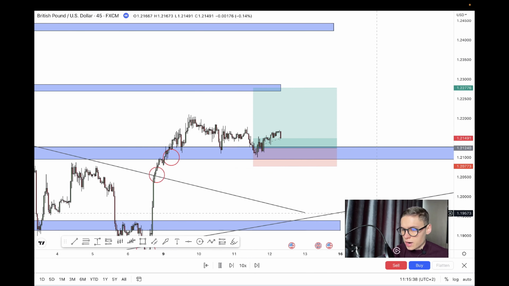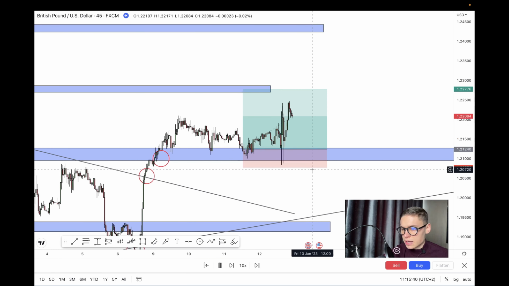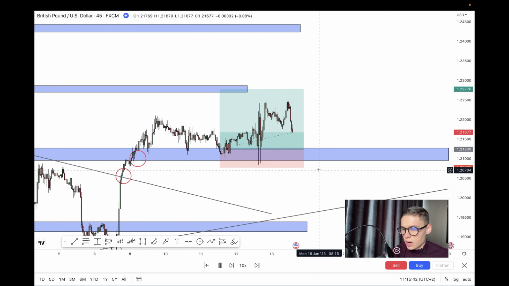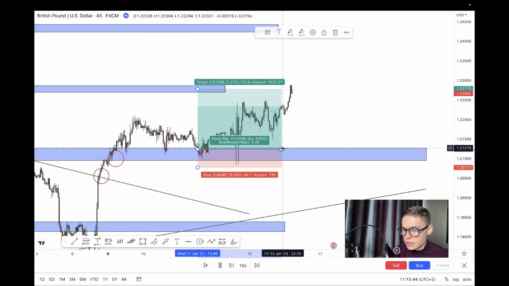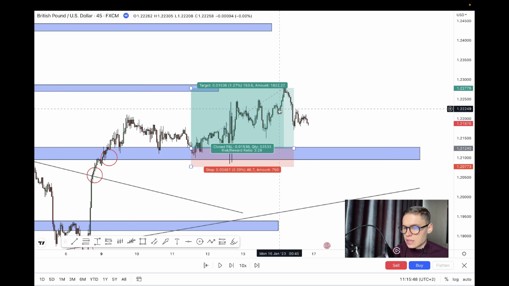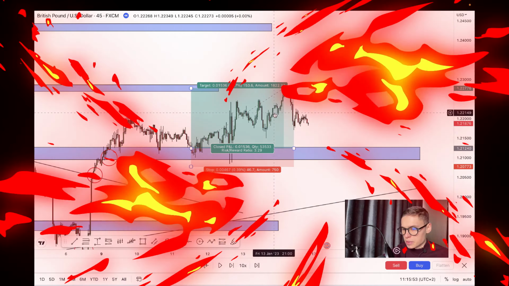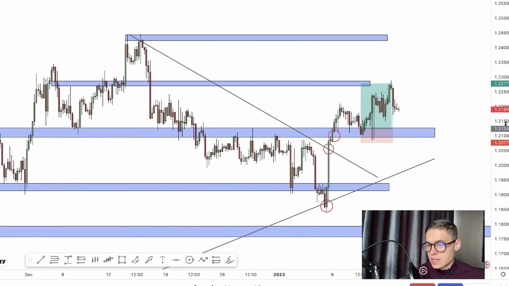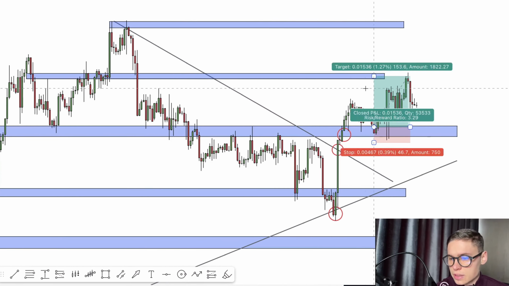So we can see that the price is developing. It came back to retest this level again, and now we are in profit. And if we extend this position, boom, we can see that the price finally hit our full take profit, which was over 150 pips. So we can see right here that we capitalized on all the different time frames.